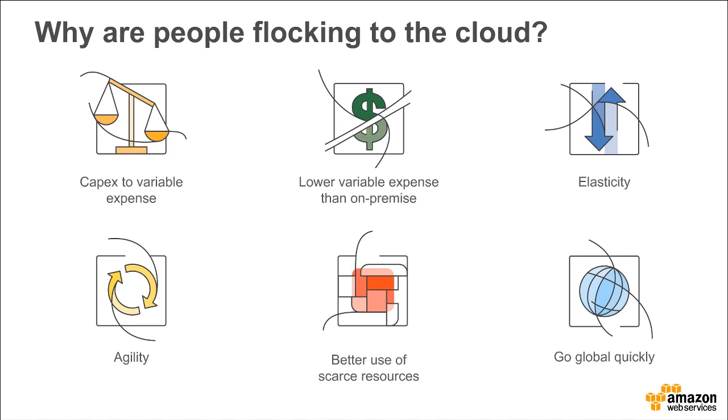Why are people migrating to the cloud? Well, there are many different reasons why, but I'd like to highlight just a few key reasons why people are flocking to the cloud. One reason is they're converting their capital expenses to OpEx or variable expenses. Many customers find that they get lower OpEx on AWS than by doing it themselves. Also, agility, elasticity, better use of resources, and being able to scale globally immediately are other reasons why many of our customers are migrating their resources and their data centers to the cloud.